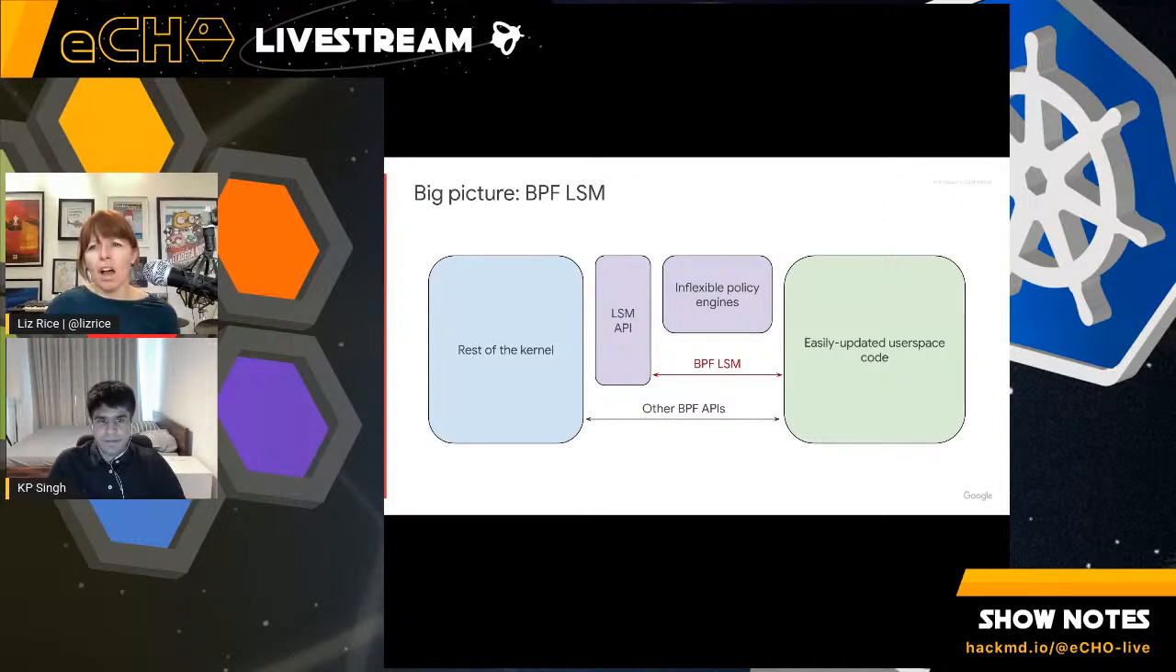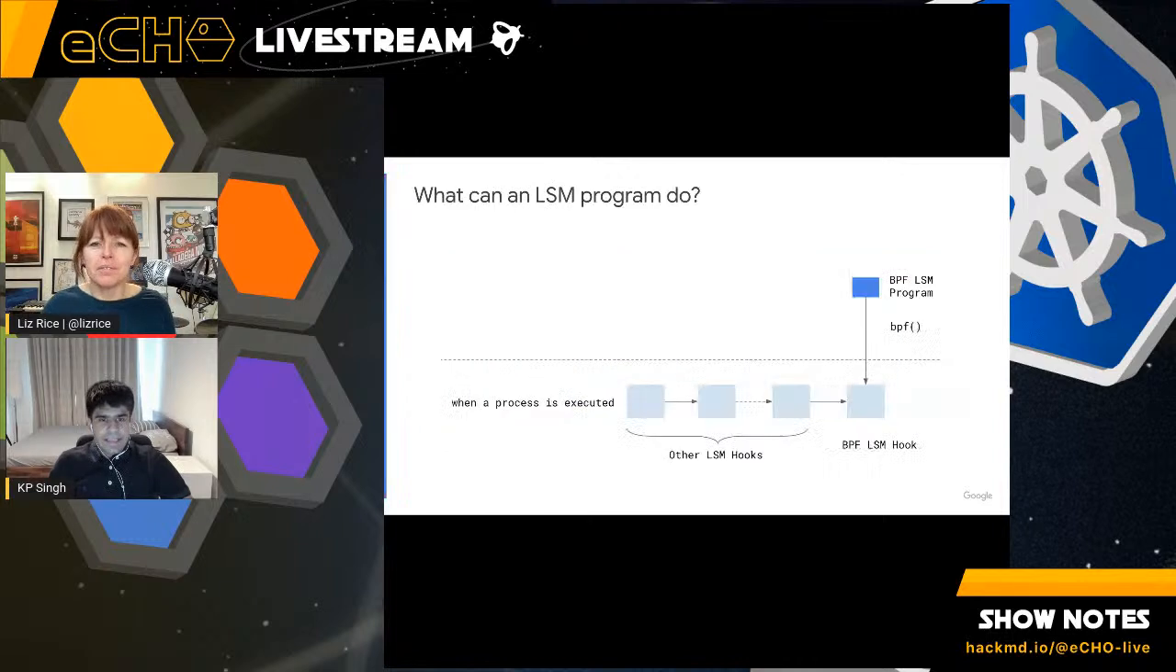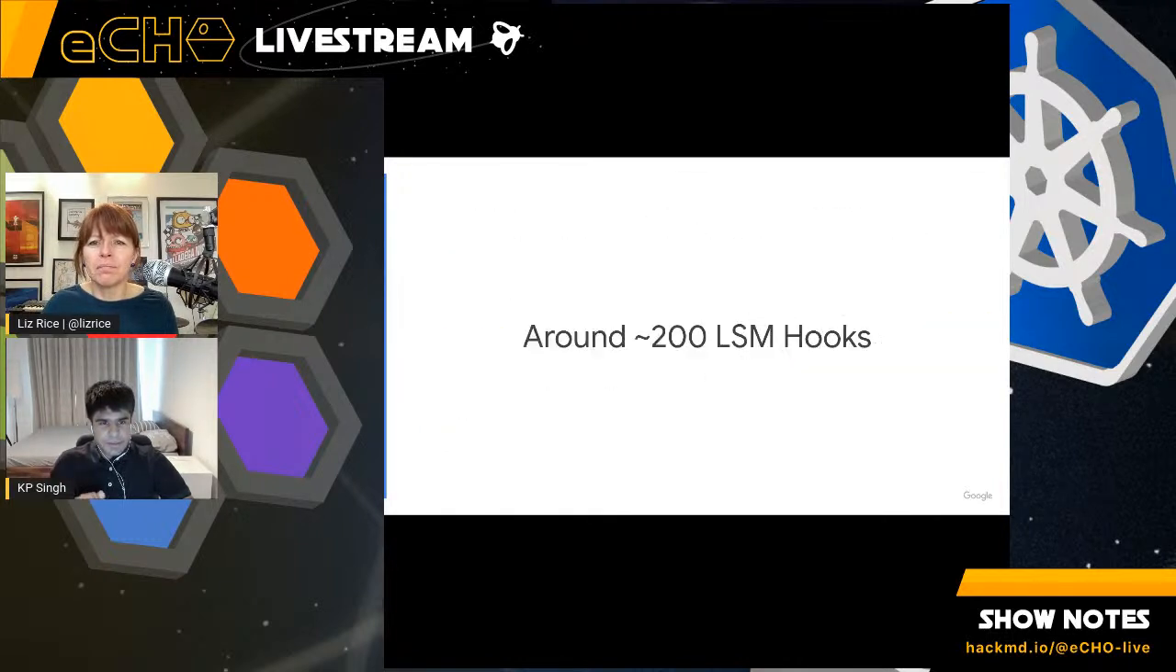I think something that was a new realization to me when we were talking about this before the show was that there is an LSM API. So my understanding is that's the set of hooks within the kernel. Is that right? Yes. It's good that you asked that, because I missed that a little bit. These hooks are basically where the kernel needs to make a decision, right? There are about 200 of them.